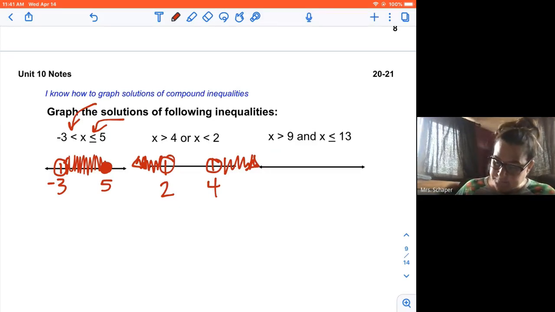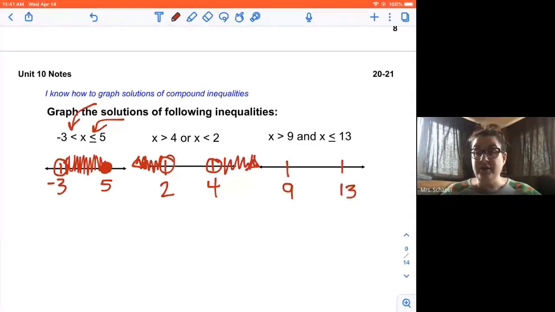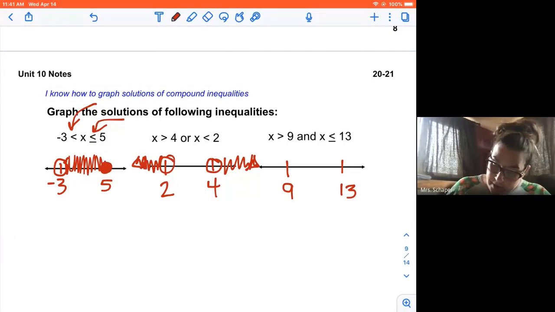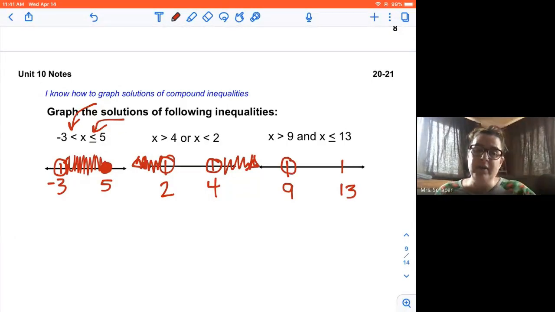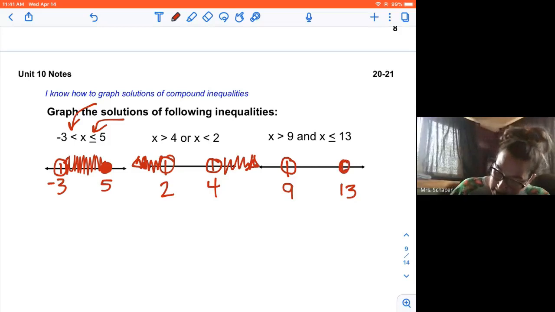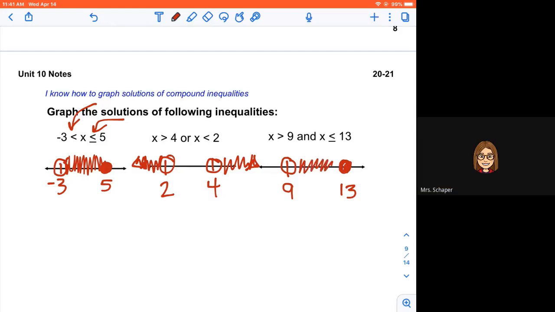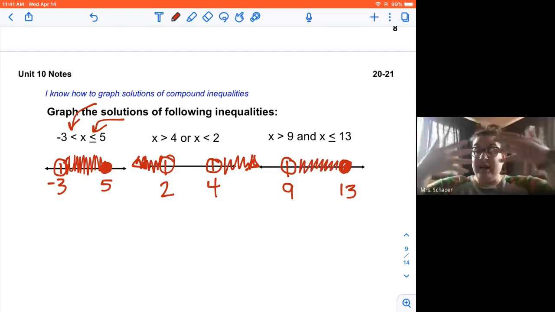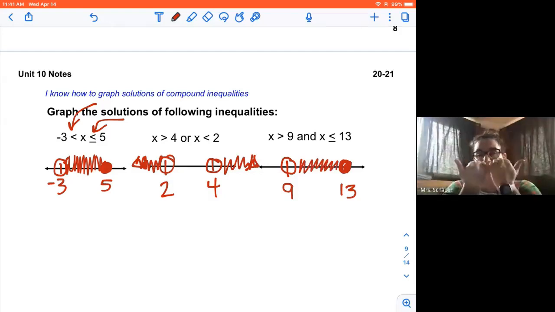So again, we have two numbers to plot down. We have the lesser number on the left. We have the greater number on the right. Open dot on 9 because it's x is more than 9. Filled in dot on 13 because it's less than or equal to. And because it's an and statement, we shade in between. And come together, ors go apart.